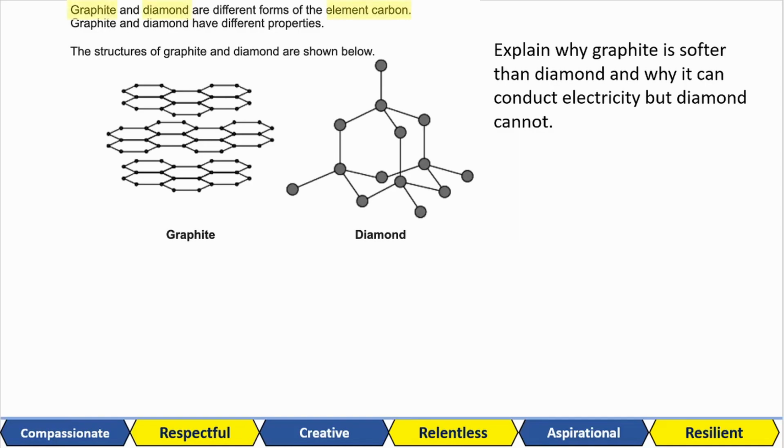Graphite and diamond are both forms of the element carbon. Graphite and diamond have different properties, and it shows you the different structures here. Explain why graphite is softer than diamond and why it can conduct electricity but diamond can't. Spend some time answering this question.